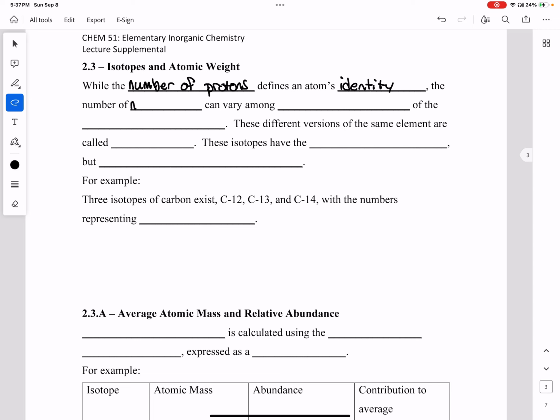The number of neutrons, oops, I spelled it wrong, I'm going to erase that. My bad. So the number of neutrons can vary among different atoms of the same element.